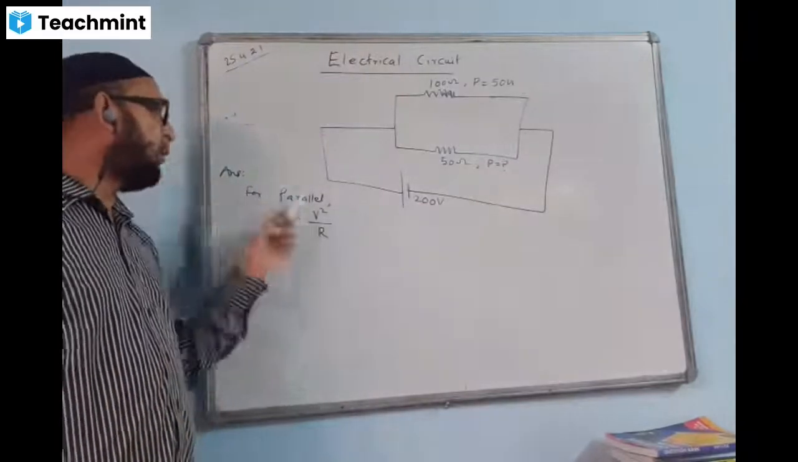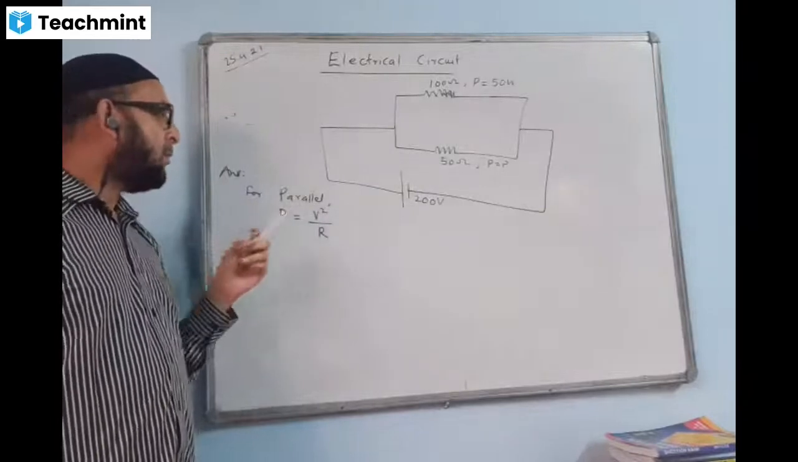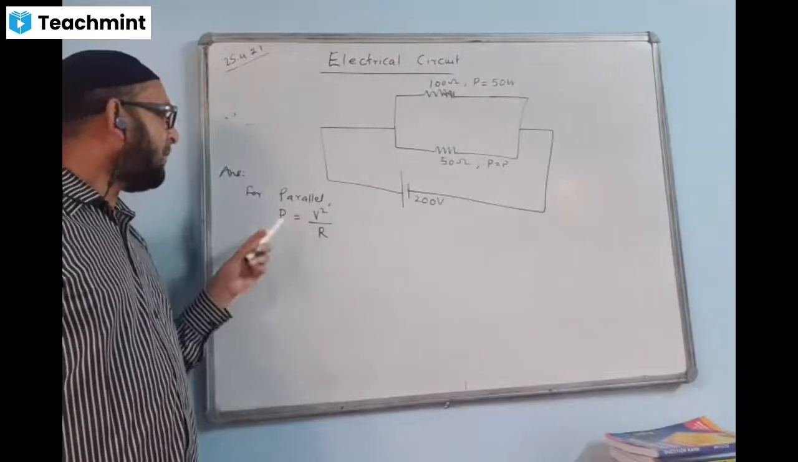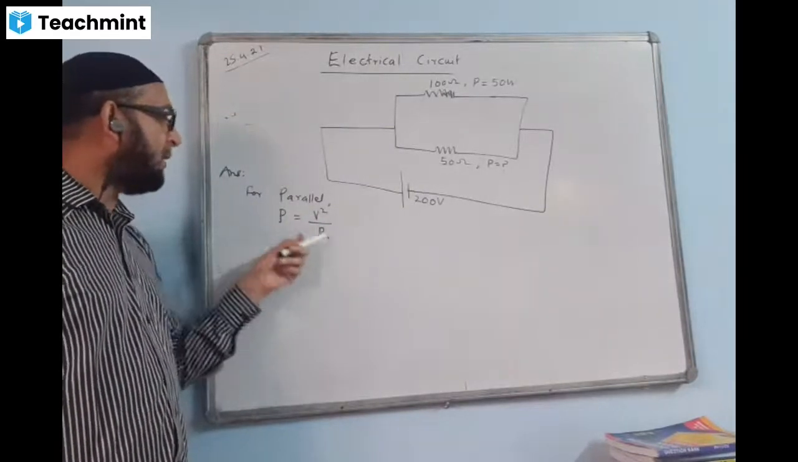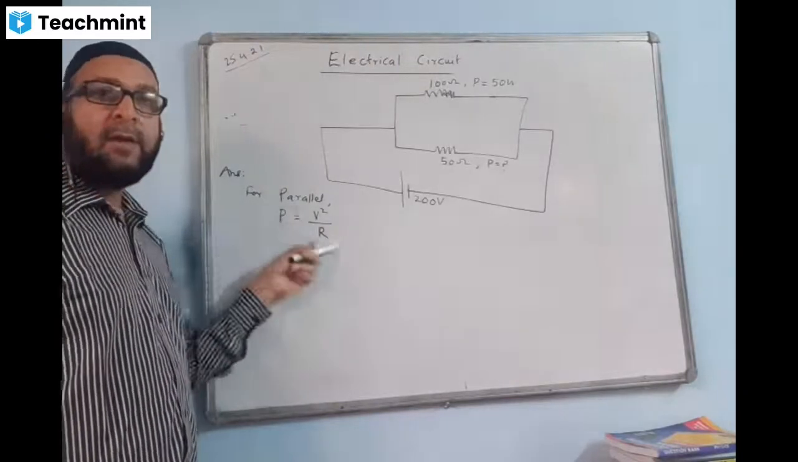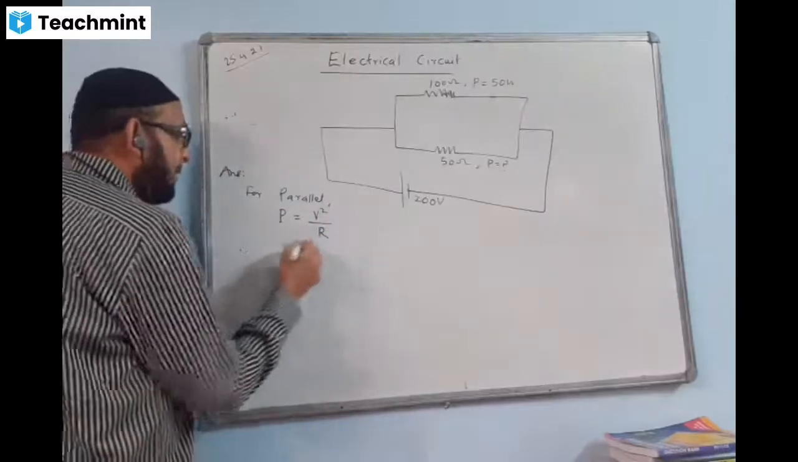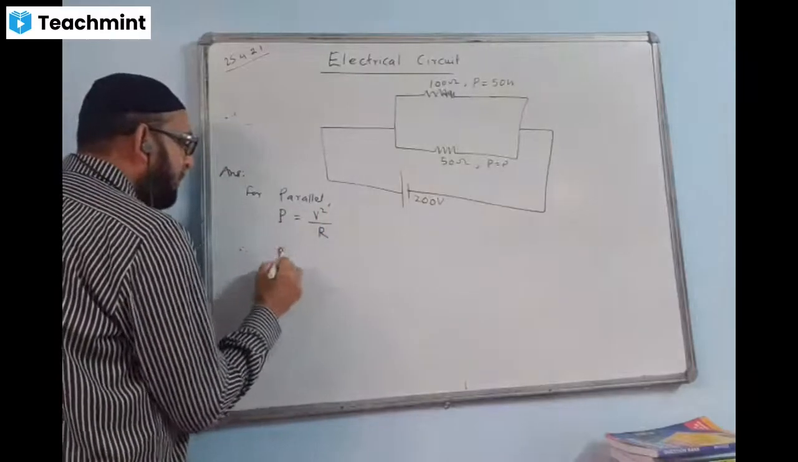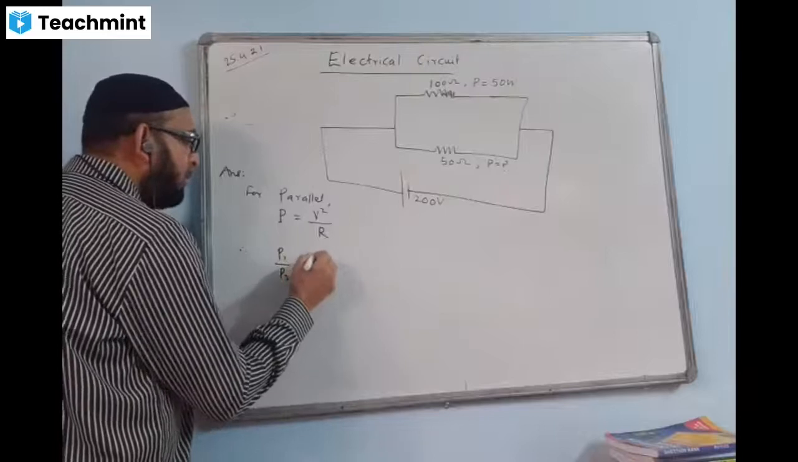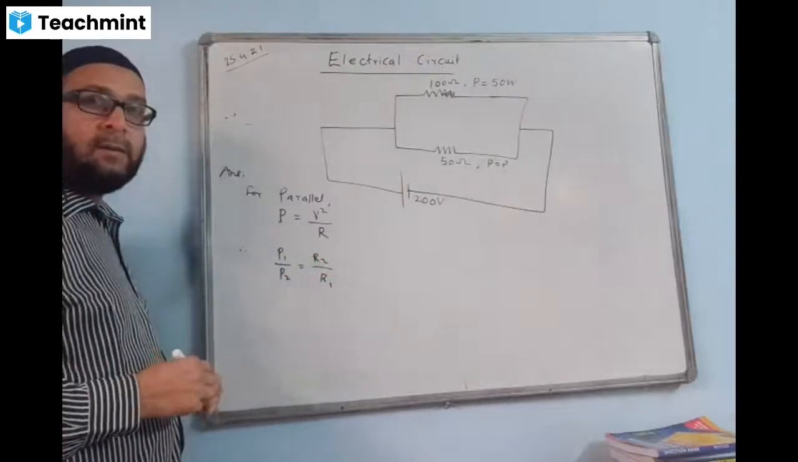Here, what do we see? Voltage is the same, that is 200 volt, so we will not bother with that. We'll see P and R. How are they related to each other? Are they directly proportional or inversely proportional? We'll see that. They are inversely proportional. So we write the inverse ratio. Therefore, we write P1 by P2 is equal to R2 by R1. We write like this, ratio wise.